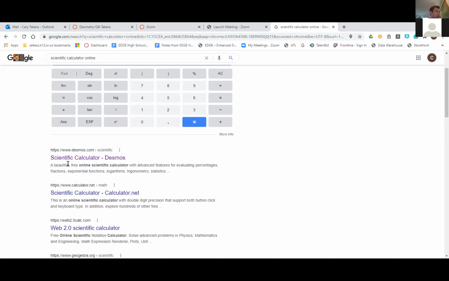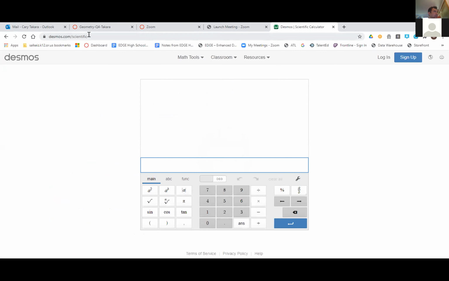Or if you go to this one, scientific calculator, Desmos, has any of your teachers used Desmos? So if you go to that, okay, let me share that in the chat. Where is the chat? So here it is. Please look at the chat. I just sent you guys the link for Desmos. And this is a good one too, okay?